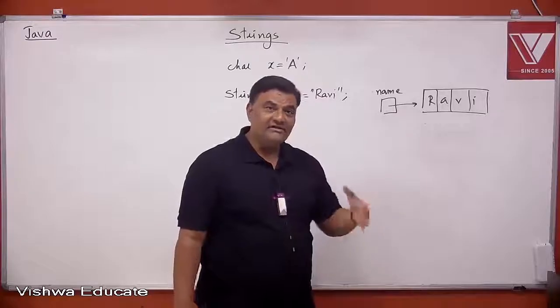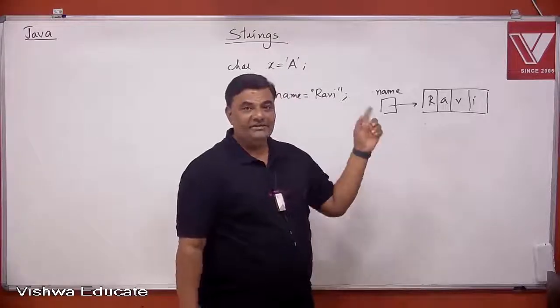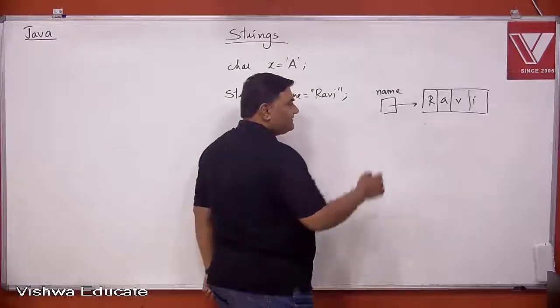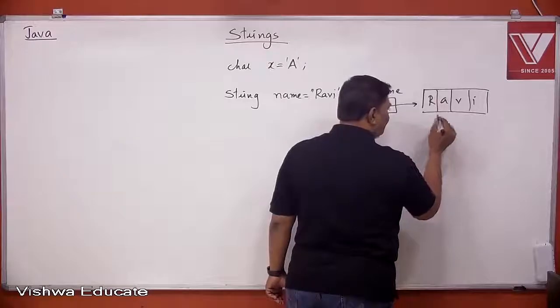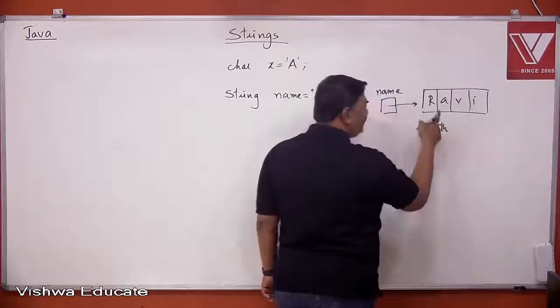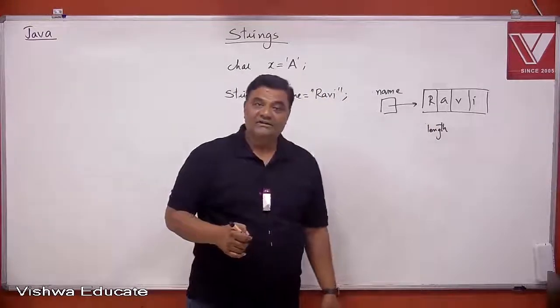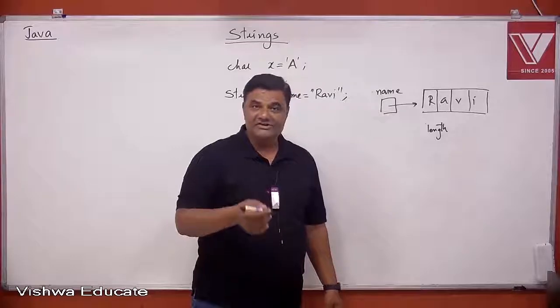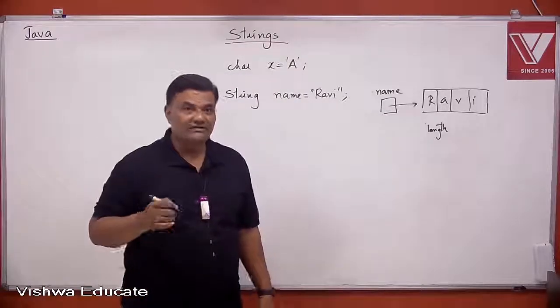So what is the length, or where is it ending? Instead of showing where it is ending, there is a property, a method available called length. As internally it is just like an array, it has a method called length by which you can know the length of a string.